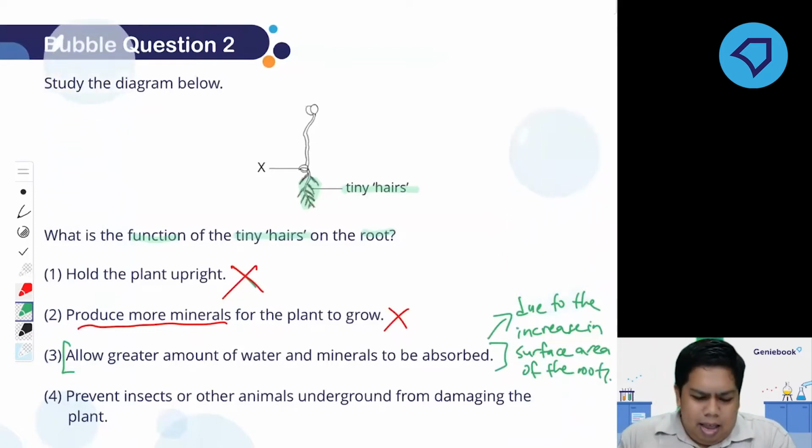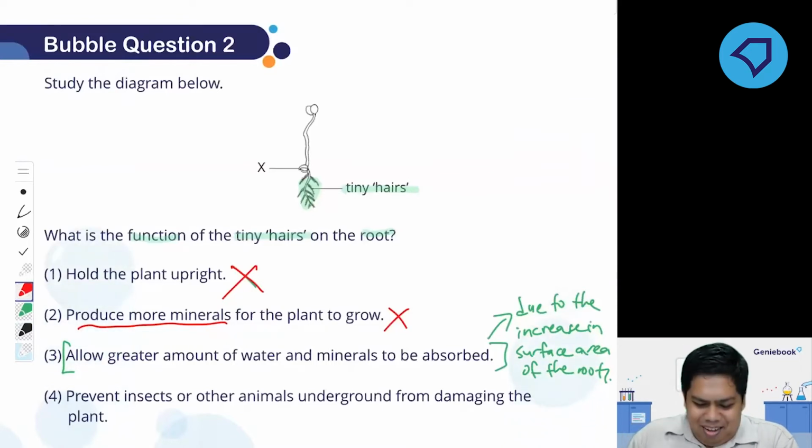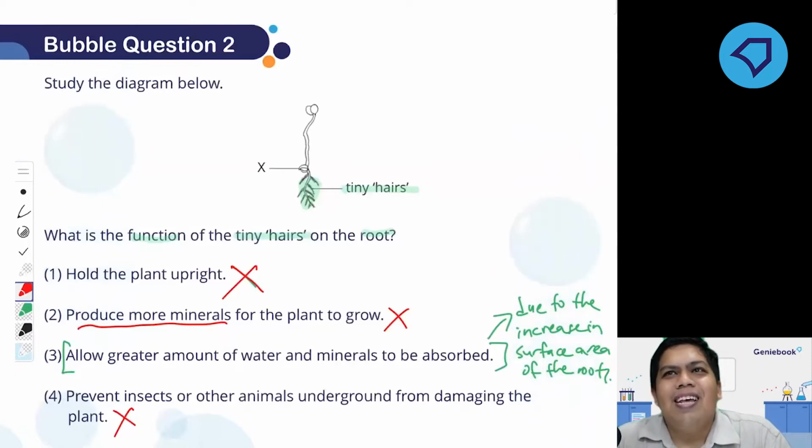Okay, and the last one, this one is a bit ridiculous: to prevent insects or animals underground from damaging the plant. Okay, so that is definitely not correct. It's not about preventing these animals from damaging the plant. It is about increasing the surface area. Okay, so any questions for this?